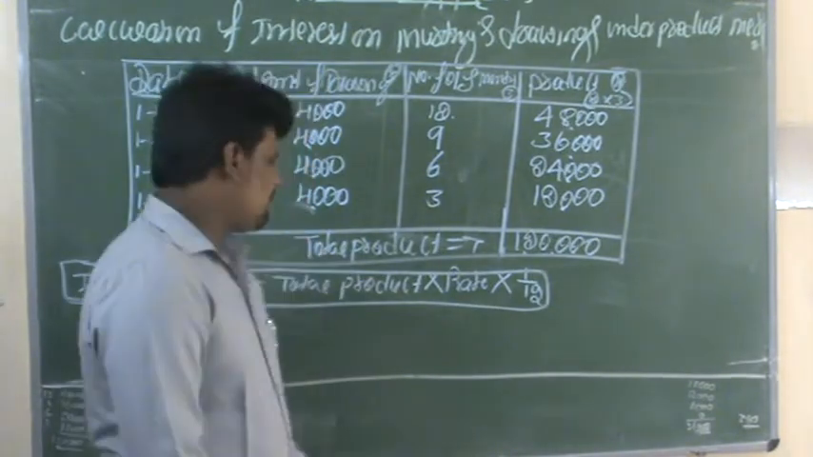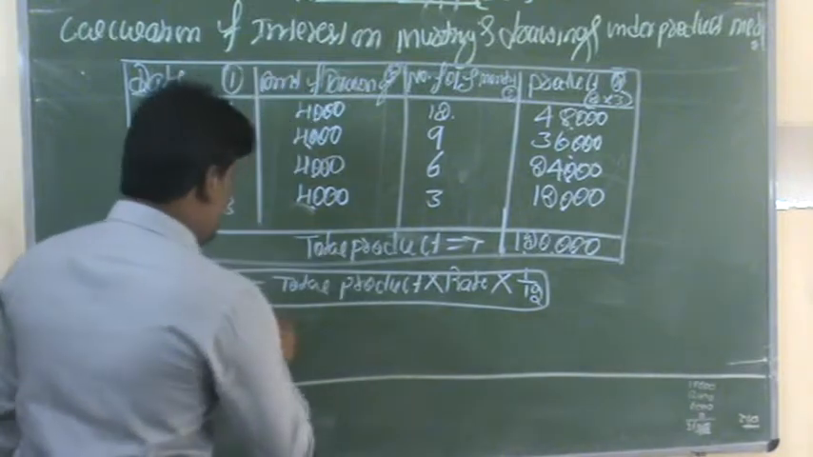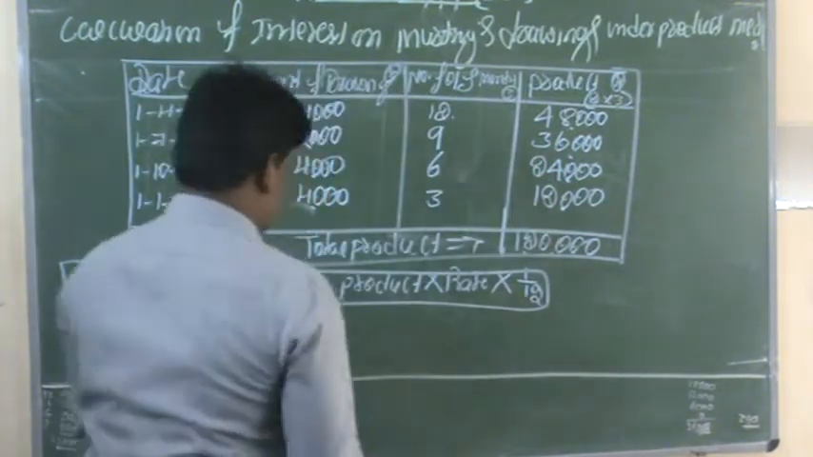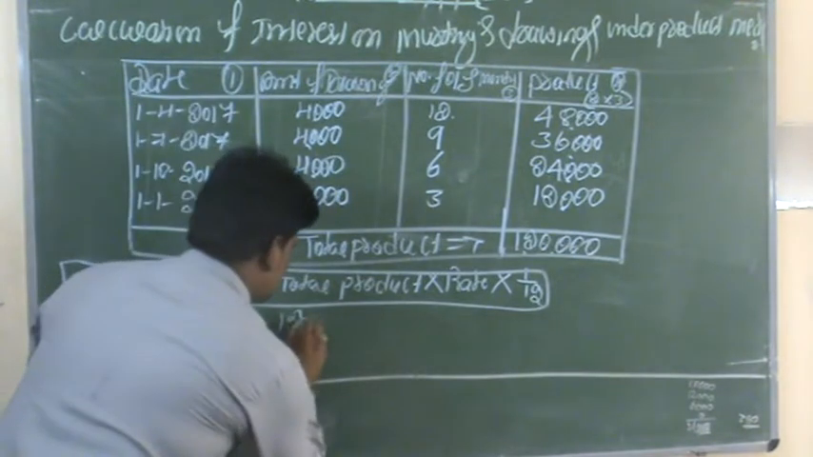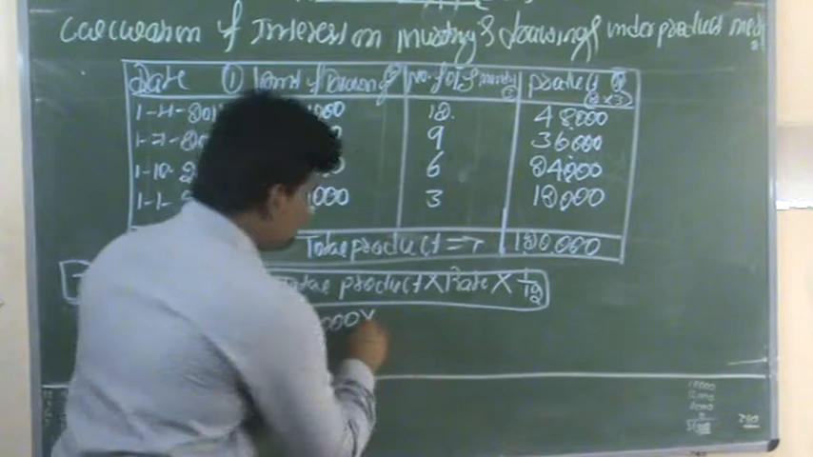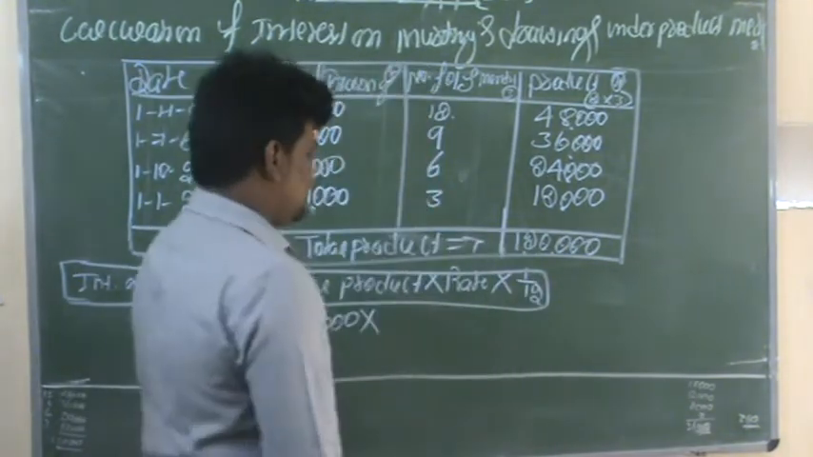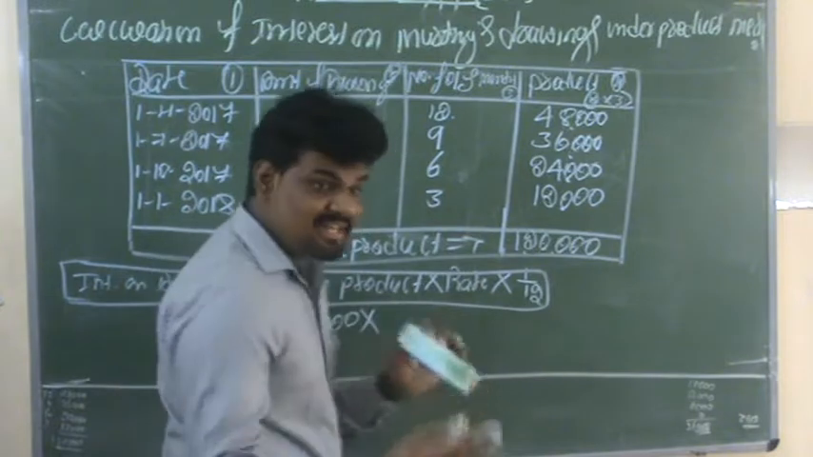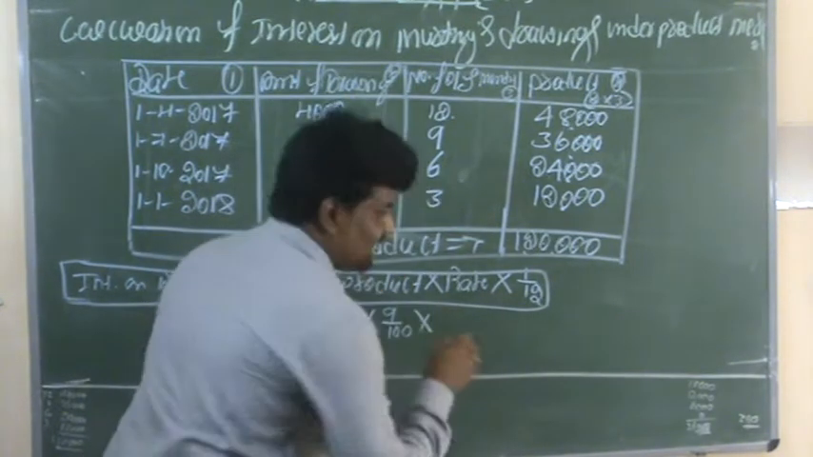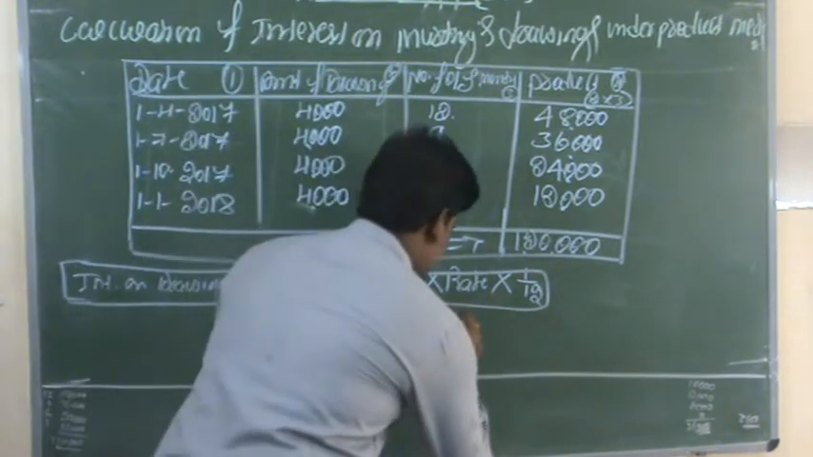So here, as per the formula, the required information is available. The total product we have already ascertained. The total product is 1,20,000. Now we have to take 1,20,000 into the rate of drawings, already specified in the question. The rate of interest is 9% per annum, 9 divided by 100, into 1 divided by 12.